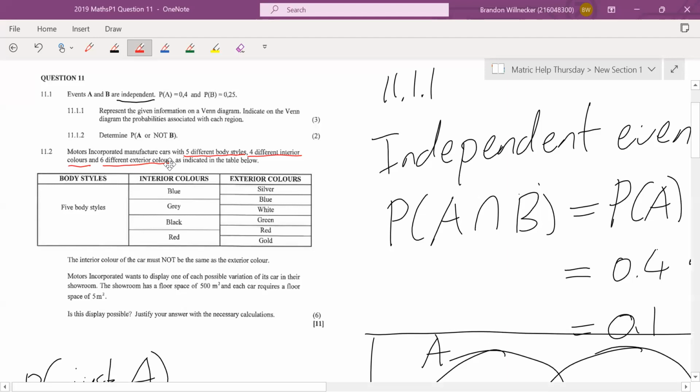However, there are some restrictions. Number 1, the interior color of the car must not be the same as the exterior color. Must not be the same. So once we've chosen one of the colors, we cannot repeat the color for the other option.